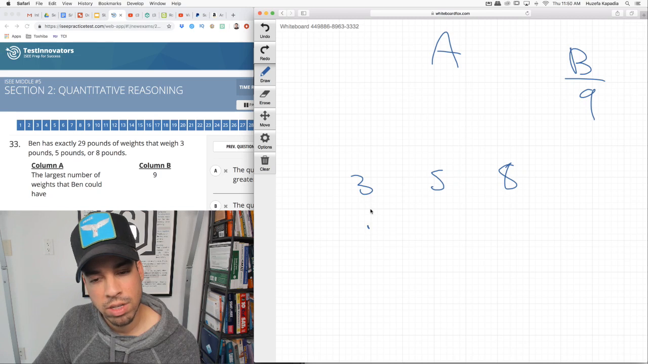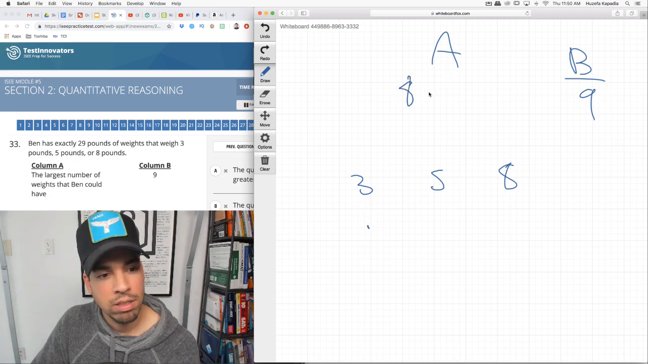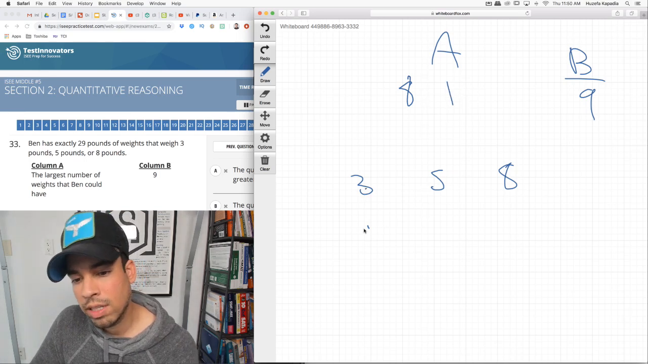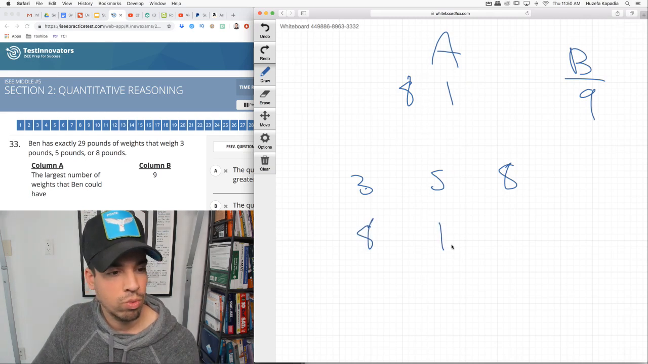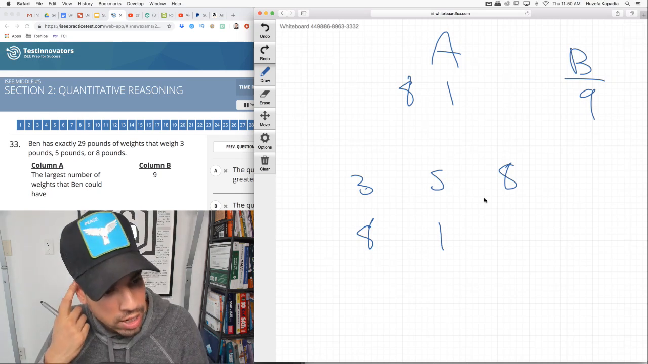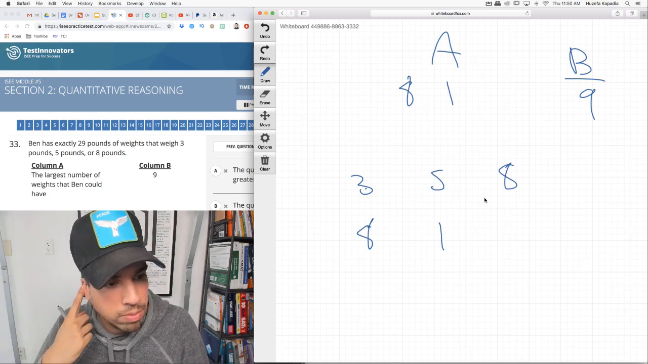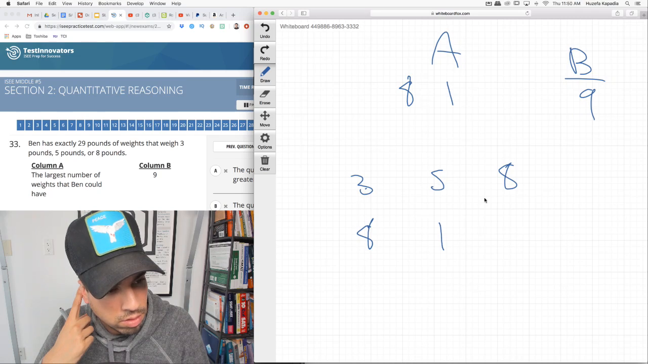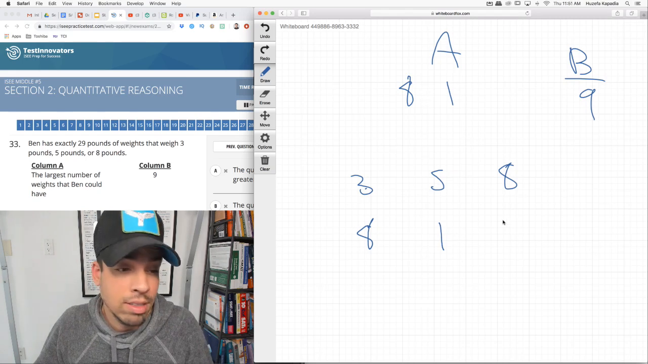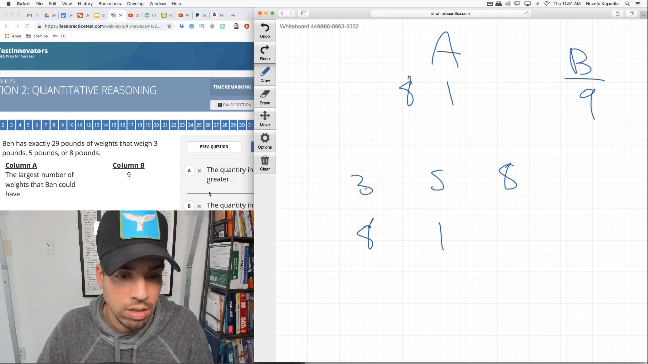So if I had, hold on. Could I have 8 of these and then 1 5? Because then that's 24 plus 5 is 29. The only question I have on this is, do we assume that he has to have at least 1 8-pound weight? It doesn't say that, so I'm going to go with C.